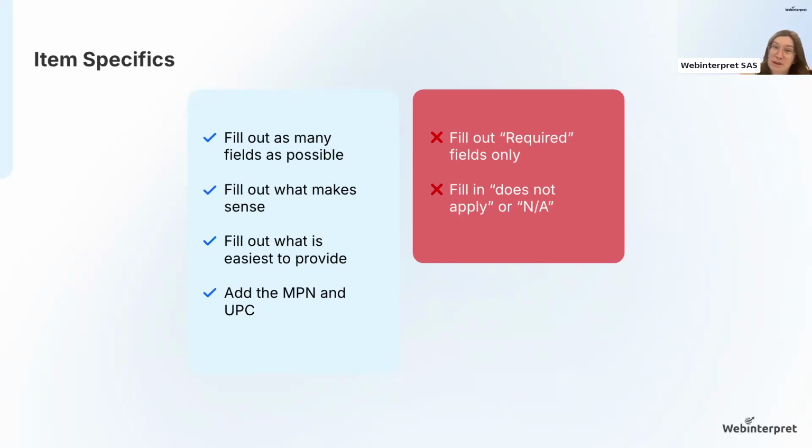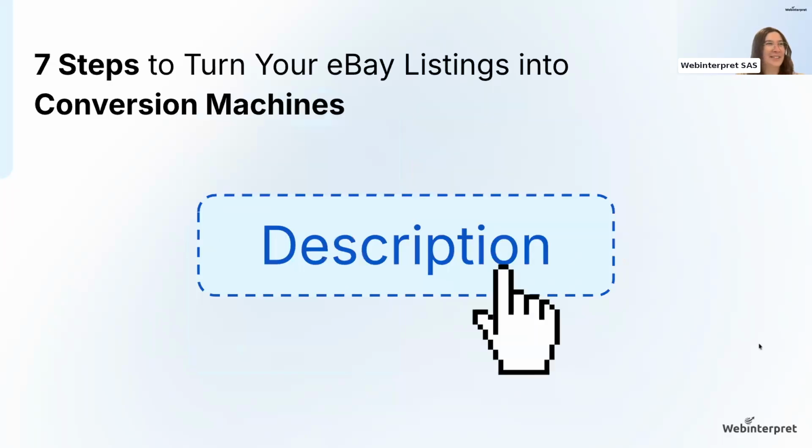And I want to leave you with one more stat. eBay reports that sellers filling in at least 7 item specifics perform over 2 times better than those with just one. So if I've imparted anything on you today, it's to fill out your item specifics.